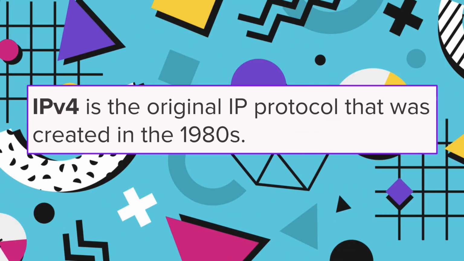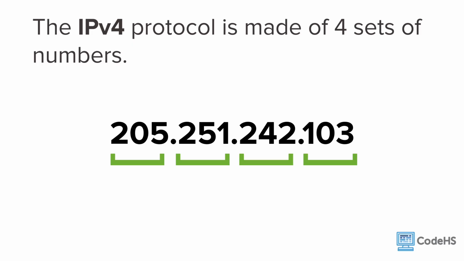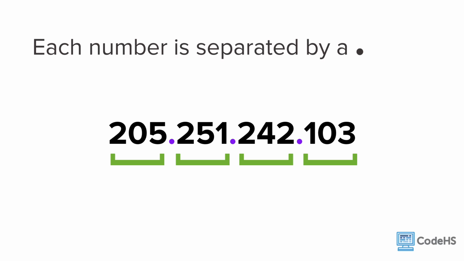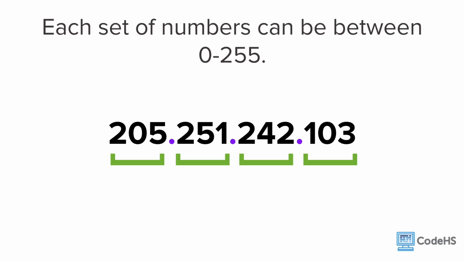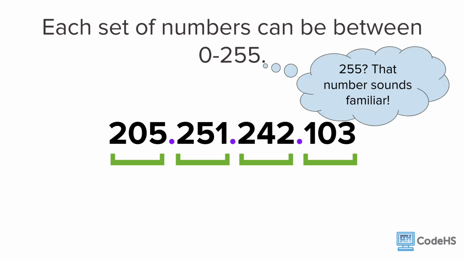IPv4 is the original IP protocol that was created in the 1980s. The IPv4 protocol is made up of 4 sets of numbers. Each number is separated by a period, and each set of numbers can be between 0 and 255. You may be wondering, 255, that number sounds familiar. Where have I seen it?